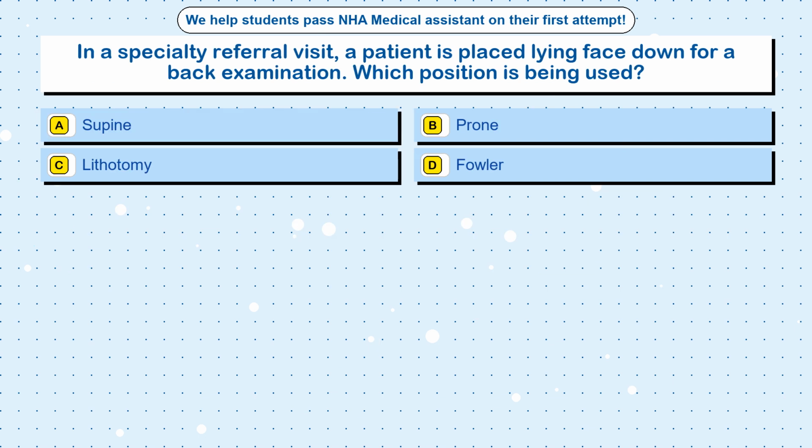Question 89. In a specialty referral visit, a patient is placed lying face down for a back examination. Which position is being used? Option A, supine. Option B, prone. Option C, lithotomy. Option D, Fowler.